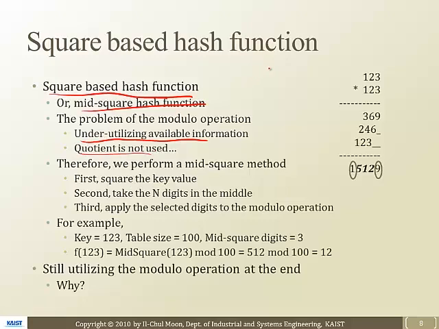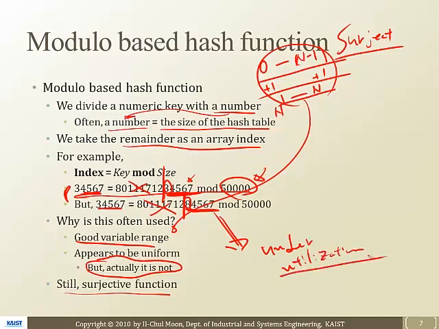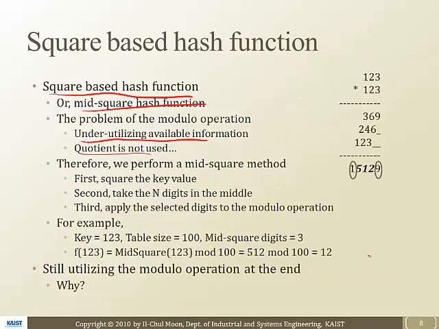For example, if we go back one slide, we are dividing by 50,000. That means we are only interested in these 5 numbers. We are not using these upper values at all. Only the remainder is concerned with these lower 5 digits. So this is the underutilization of the number system, the ID system.